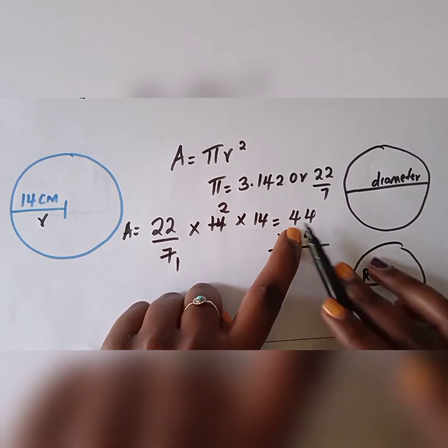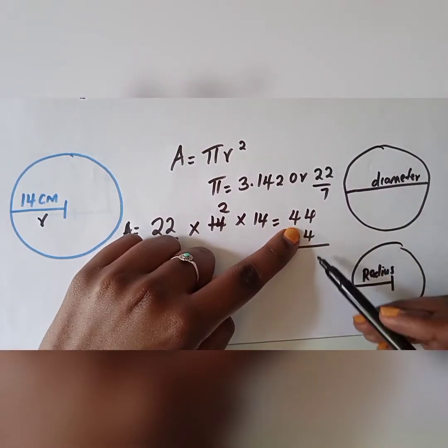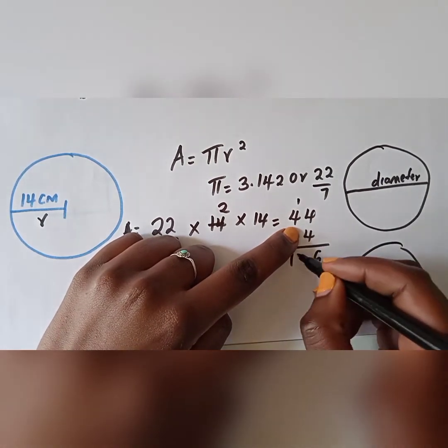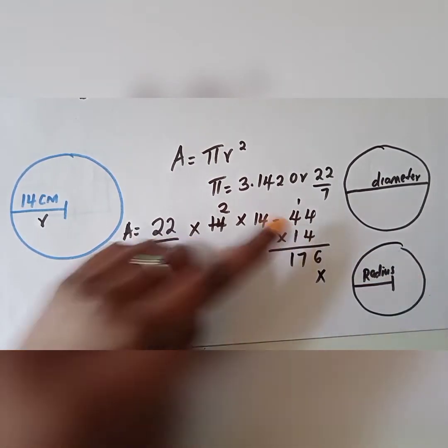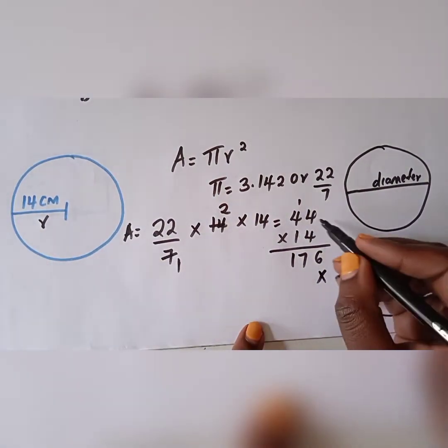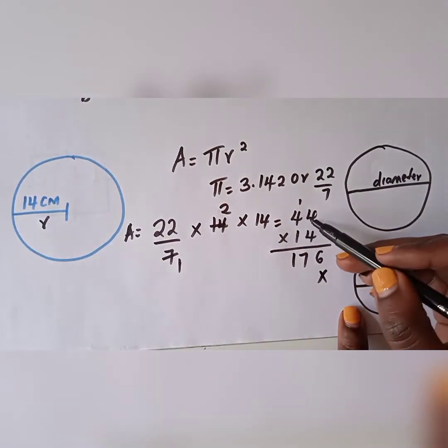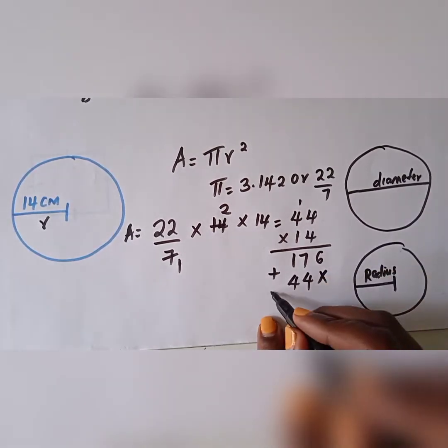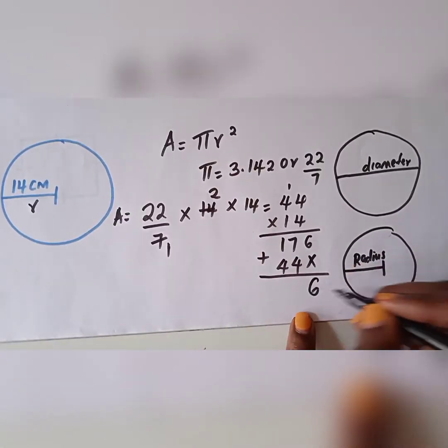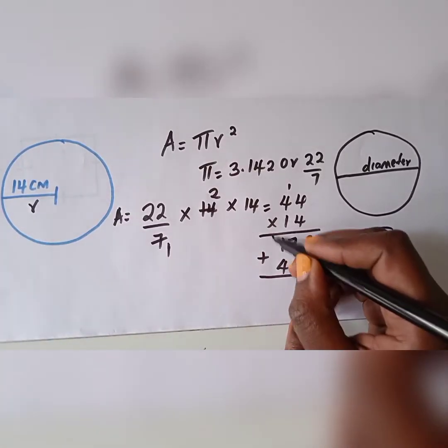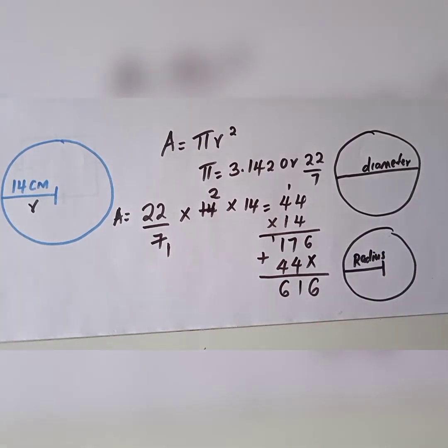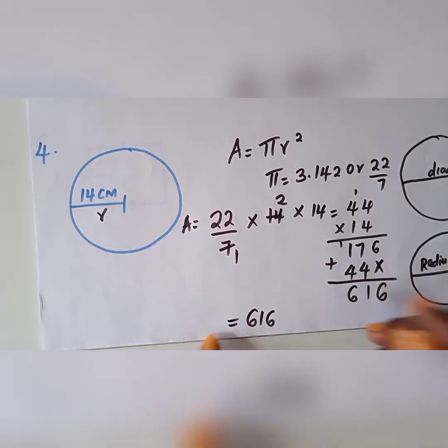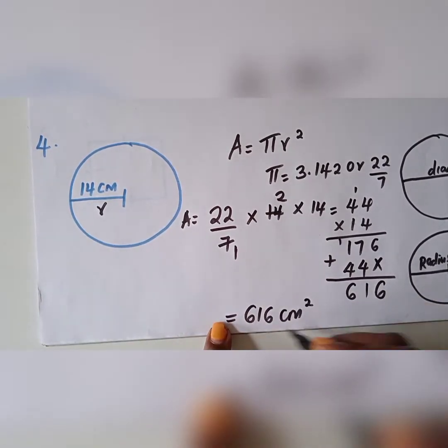Once again, we do 44 times 4. So 44 times 4 is 16, 6 carry 1. Then 16, 17. Then as we said, we're not writing any number over there. Now the same thing, do 44 times 1. So 4 times 1 is 4 and 4 times 1 is 4. Next thing you add. Here we get 6. 7 plus 4 is 11 and that one gives us 616. So the final answer is 616 centimeters squared.